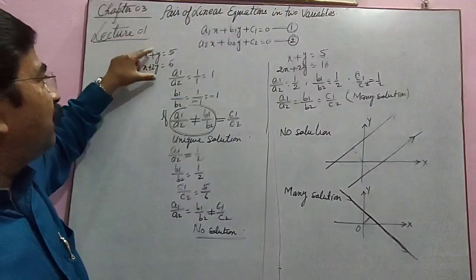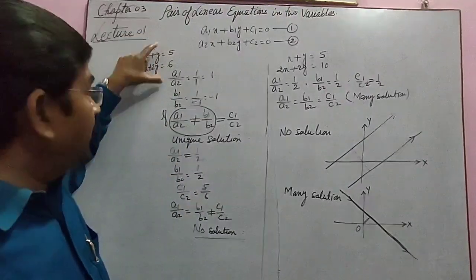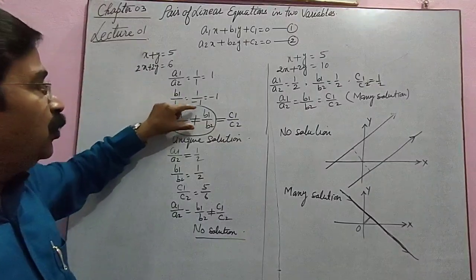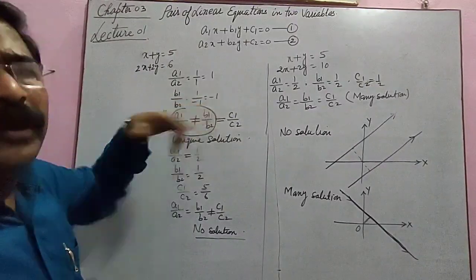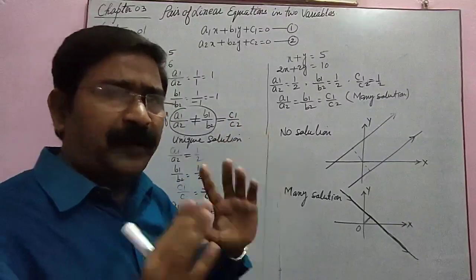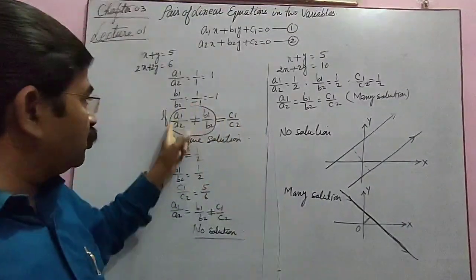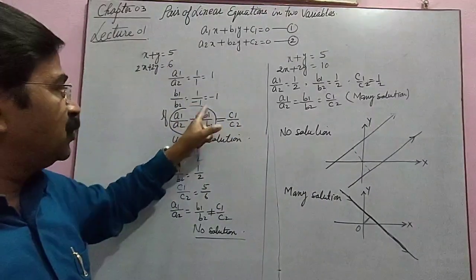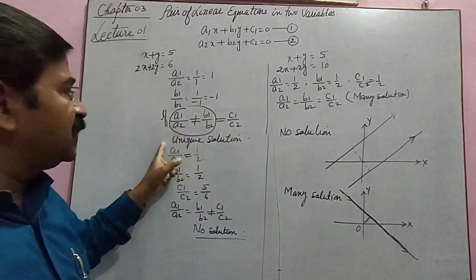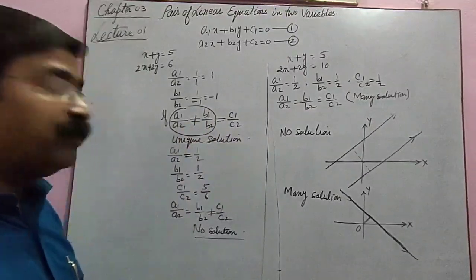It means the coefficients of x and y are different. If a1 upon a2 is not equal to b1 upon b2, it may be equal to c1 upon c2 or may not be. It doesn't matter. The first situation, a1 upon a2 is not equal to b1 upon b2. In this case, we have a unique solution.